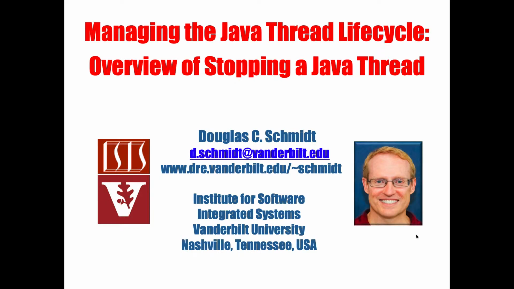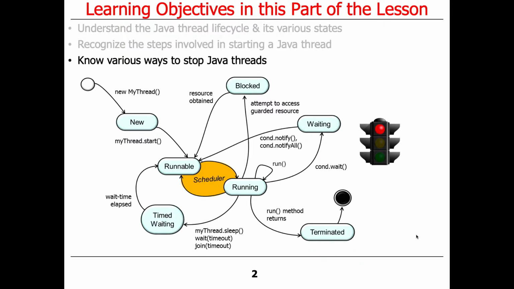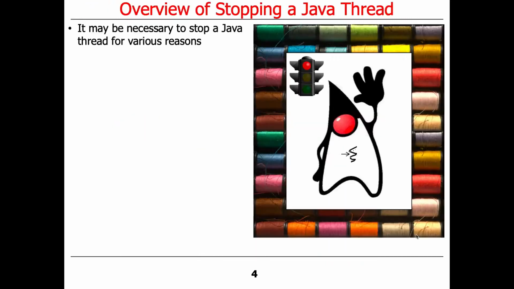So now that we've covered how to start a thread, let's take a look at the other end of the life cycle, which is basically stopping a thread. And we're going to focus here on lots of different ways of stopping Java threads.